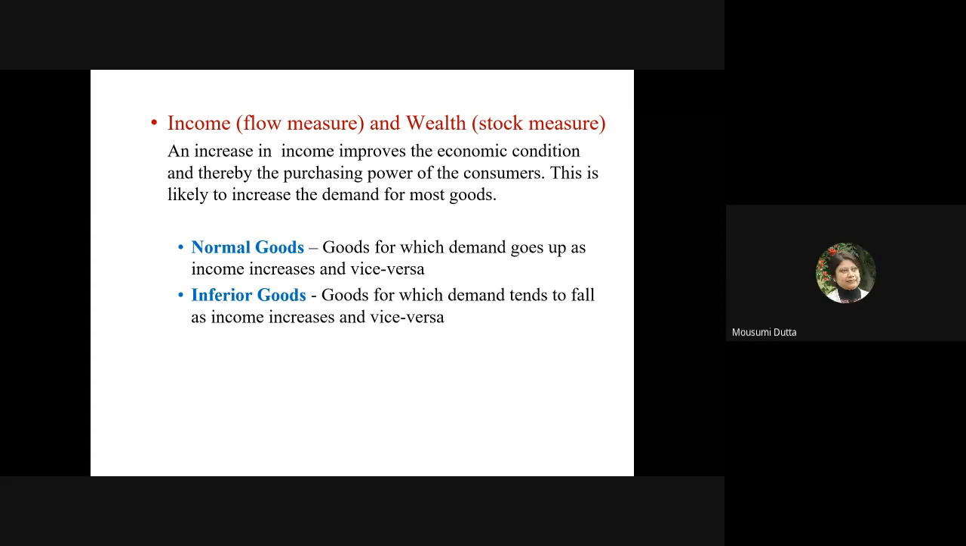Giffen goods. Inferior goods can be of different types, so to define a Giffen good, we need to learn a lot of things: income effect, substitution effect, and when an inferior commodity becomes a Giffen good. So a lot of things are there.